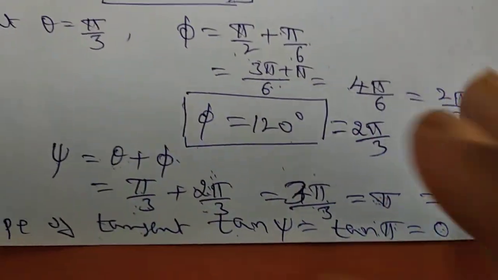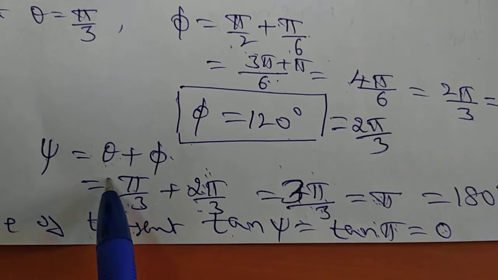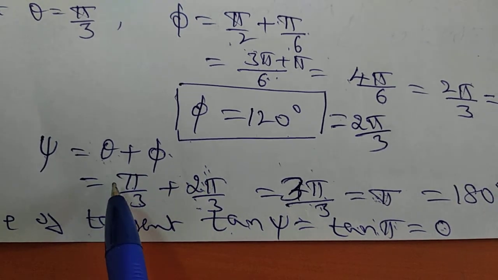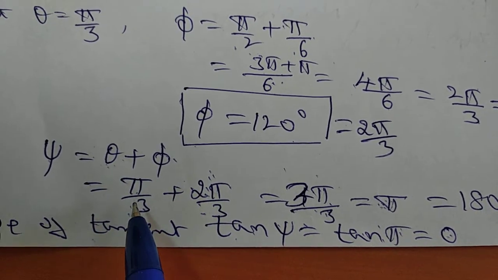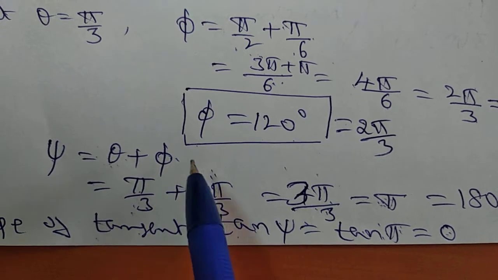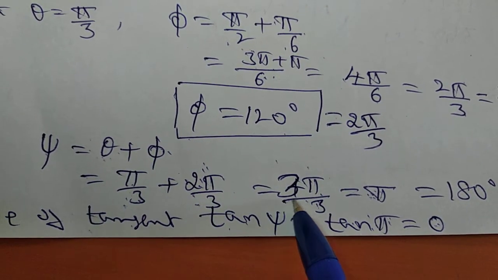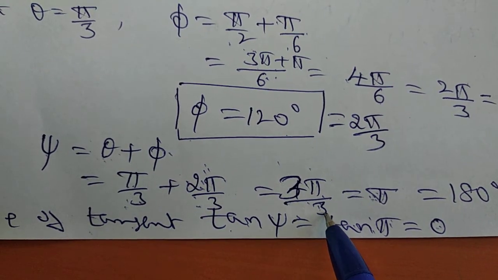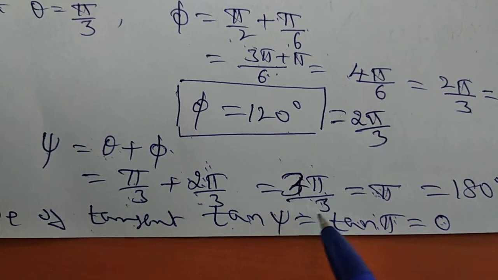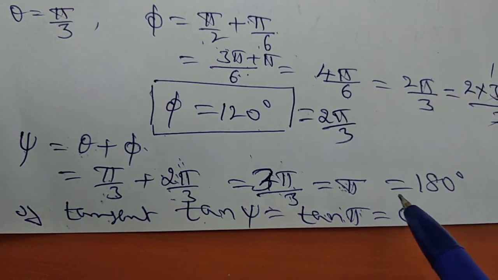So we know that psi is equal to theta plus phi. What is theta? Theta is already given as pi by 3 in that problem, plus phi value 2 pi by 3. So take the LCM, which is 3: pi plus 2 pi is 3 pi. So 3 over 3 cancels. So that is equal to pi.